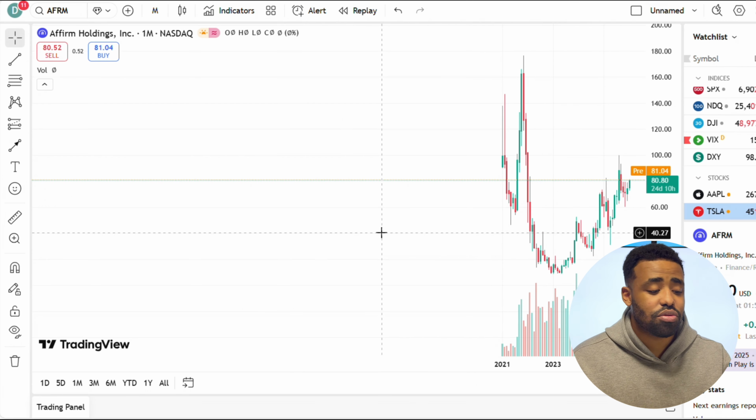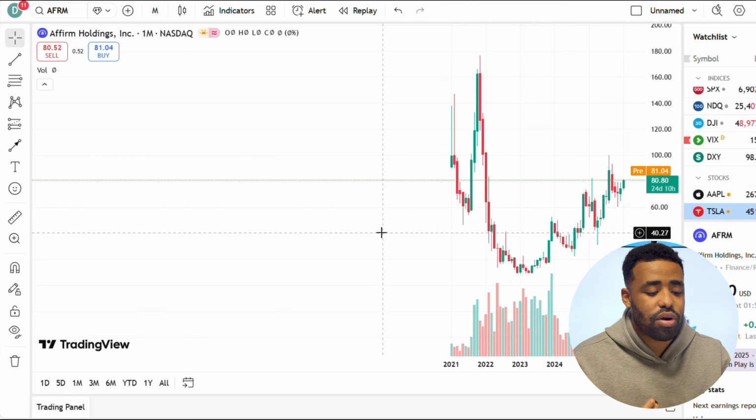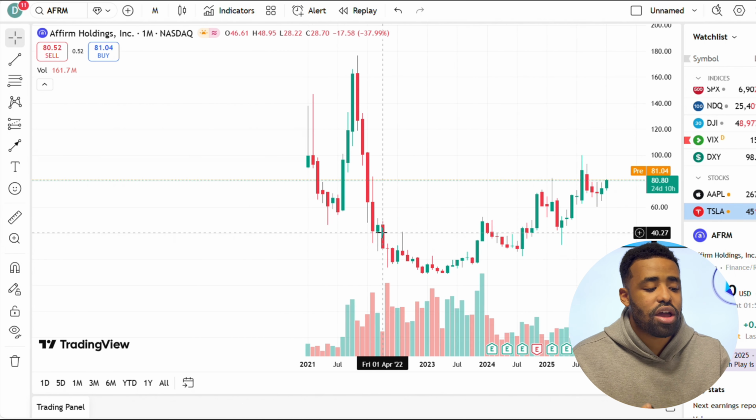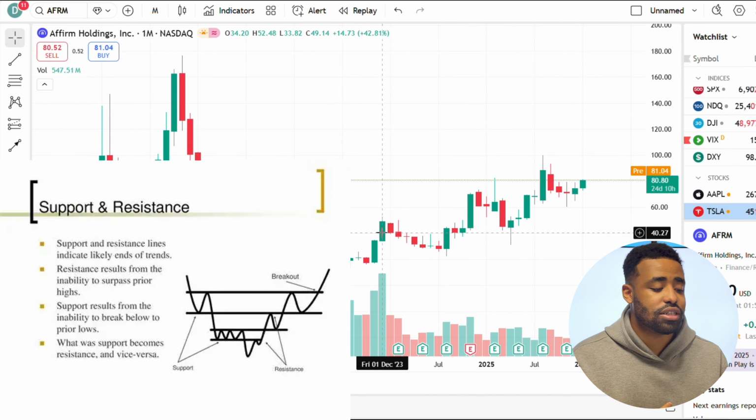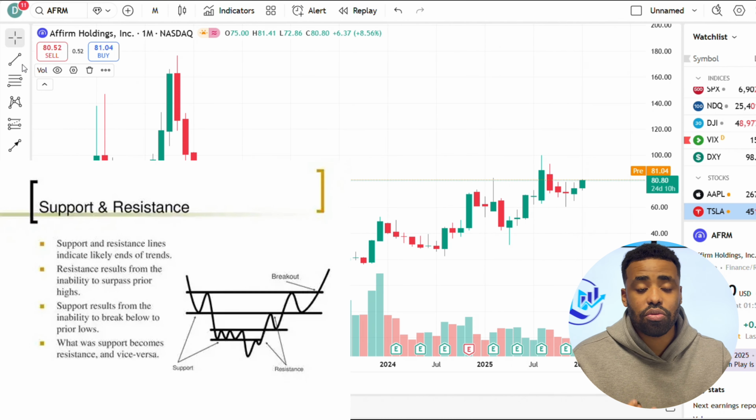I notice people obsessed with patterns, but completely ignore where those patterns are forming. I care way more about location than the actual setup. Is price near prior highs? Let's just say, is it pulling back into an old resistance area?